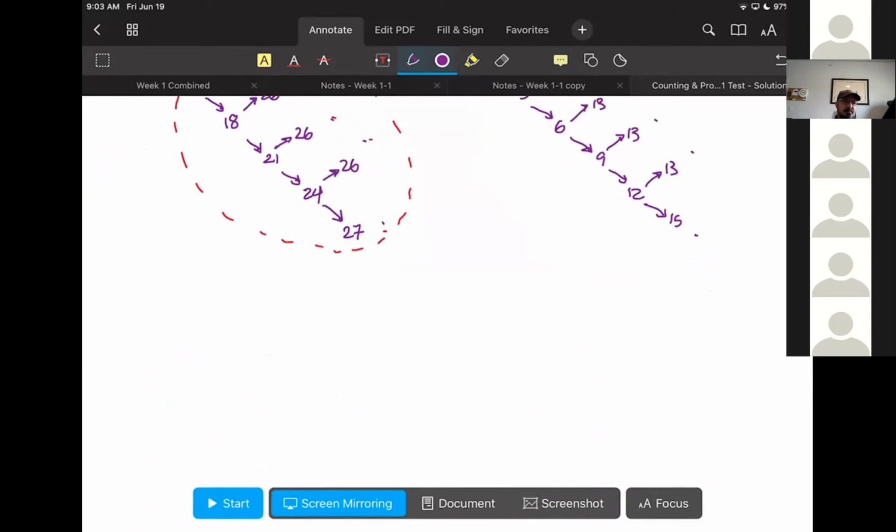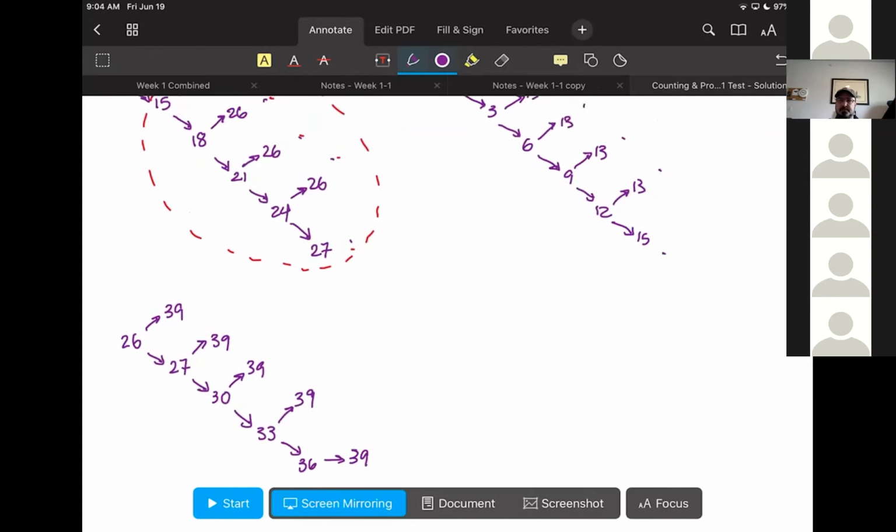But if I'm starting at 26, then I can go directly to 39, or I can go to the next multiple of 3, which is 27. Go to 39, or I can go to 30. I can go to 39, or I can go to 33. I could go to 39, or I could go to 36. And then from 36, I have to go to 39. That's the next multiple of 3, and that's the next multiple of 13. So there's 5 ways to go from 26 to 39.